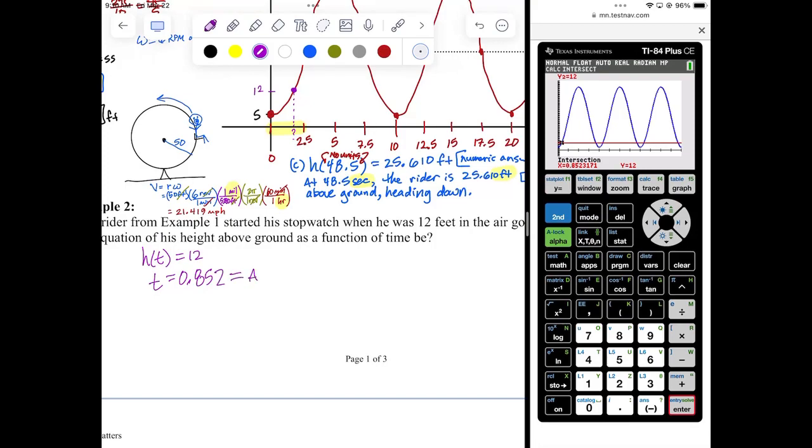I'm going to go ahead and store that as a. I don't know why, but I just think I might need it again. So I'm going to go to the home screen, and I'm going to store it. I'll have to do x first. X, store, alpha a. And there it is.